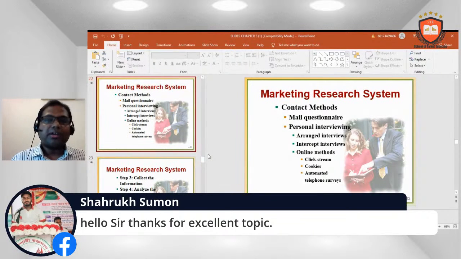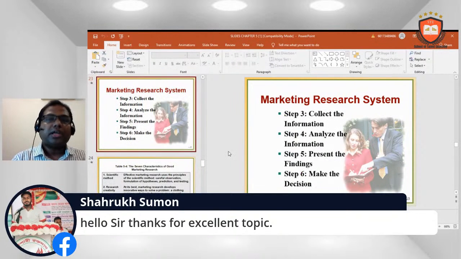Market research system. Market research system has contact methods: mail questionnaires, personal interviewing, arranged interview, intercept interview, online method, clickstream, cookies, automated telephone survey. Market research system: collect the information, analyze the information, present the findings, and make the decisions.